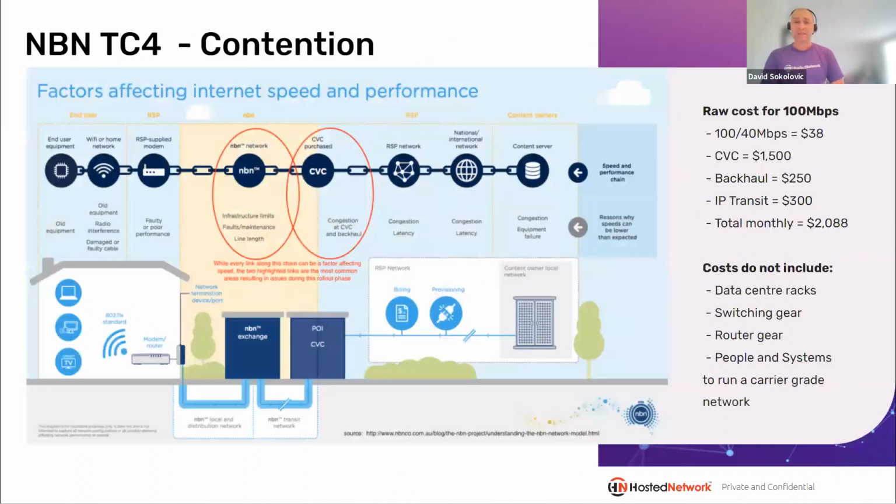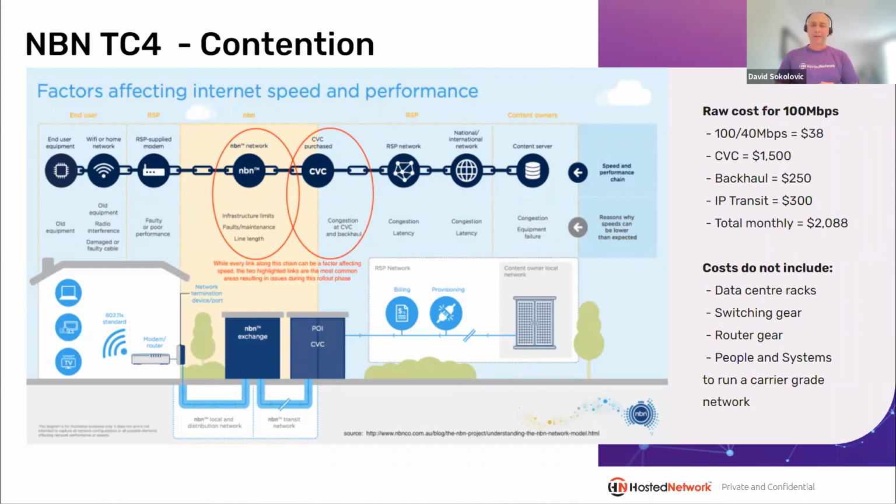Now, this is quite a busy slide, and I've taken this off the NBN's website, but this is NBN's way of blaming everyone else for speed and performance issues. And unfortunately, they're sort of right. Speed and performance of a service can be affected by a carrier on top of the technology they're using. So the issue of delivering a high quality 100 megabit service is not a technical one, it's more of a commercial one.